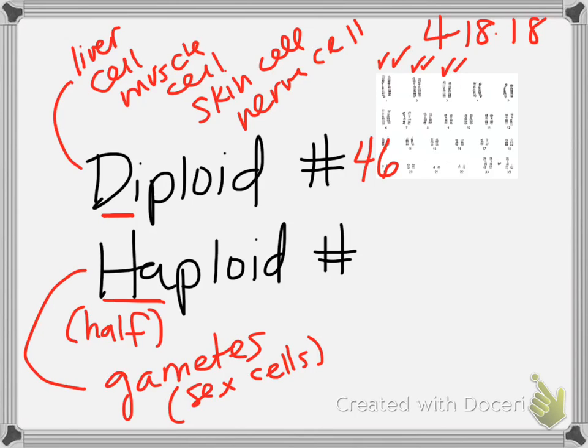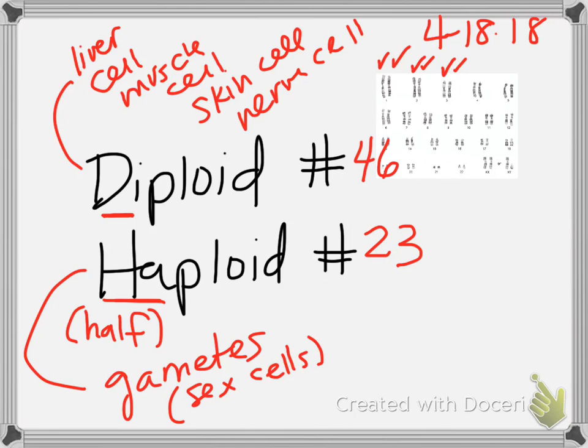So gametes have how many chromosomes? 23. That's humans' haploid number. And any species that reproduces sexually is going to have a diploid and a haploid number. So we're going to walk through the diploid and haploid numbers for a bunch of species, if I can remember them all.